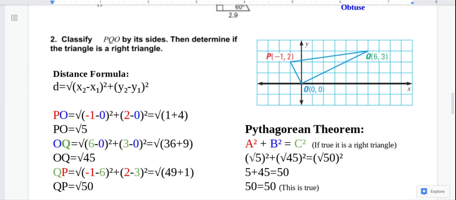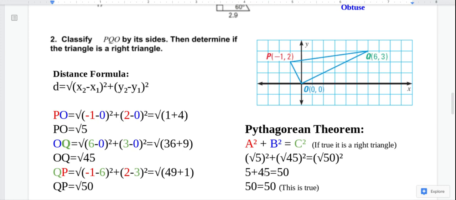So we'll plug in square root of 5 for a and square it, which gives us 5. Plug in the square root of 45 for b and square it, which gives us 45. And we'll plug in the square root of 50 for c and square it. Now the reason I chose square root of 5 for a, square root of 45 for b, and square root of 50 for c: the a and b is not as important. I could have switched my square root of 5 and square root of 45 if I wanted. But square root of 50 had to be c because it's the larger number. The larger number will always be placed for c.